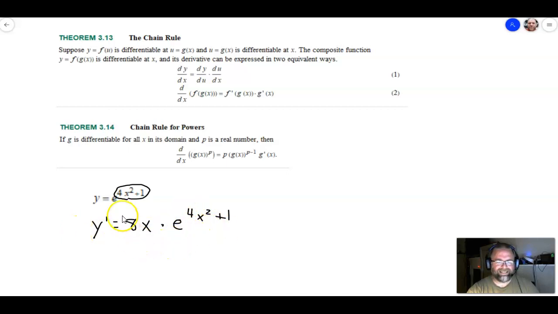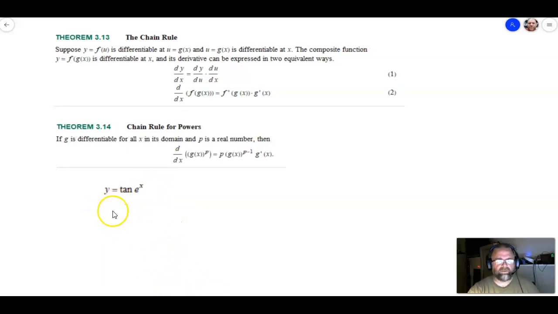So nice and easy. So derivative of the inside function, derivative of the outside function. All right, let's take a look at another example. So we have y is equal to tangent of e to the x. Go ahead, pause the video, see how far you can get, and then we will do this one together.